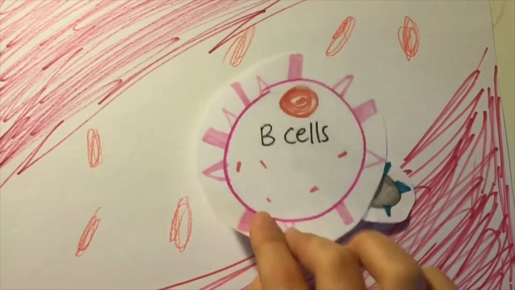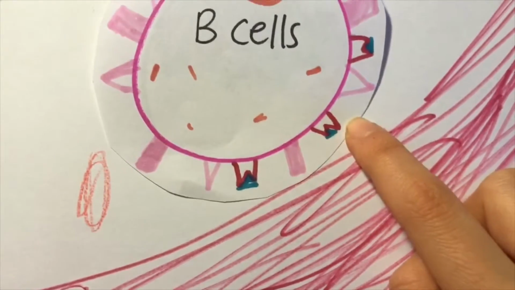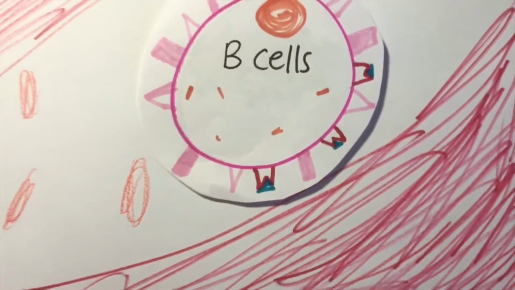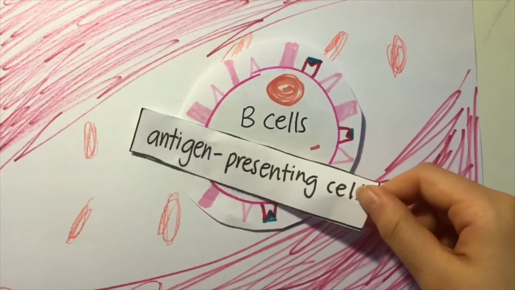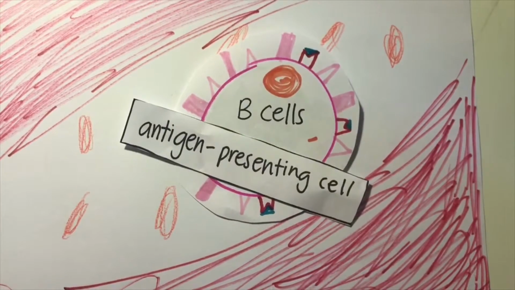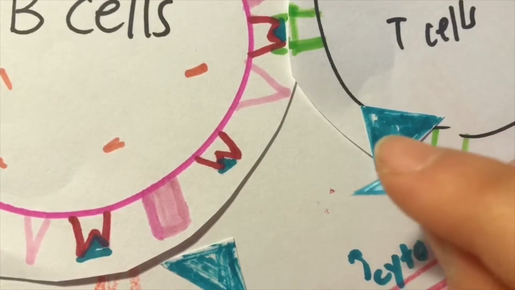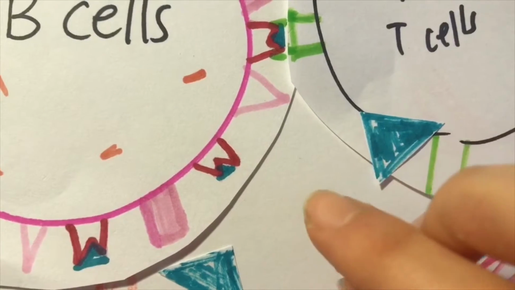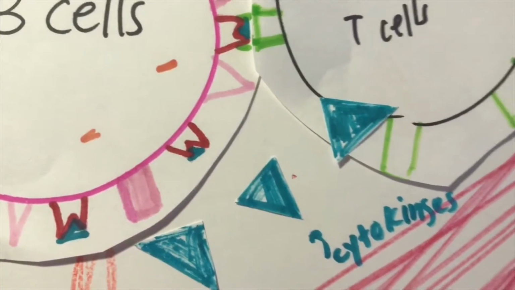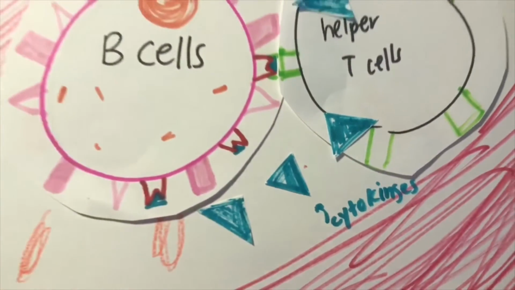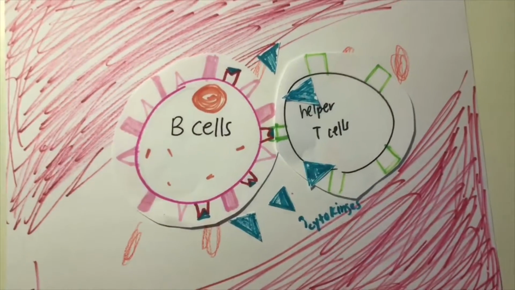B cells also engulf the same antigen type and become an antigen-presenting cell like the macrophage. However, a few B cells would not be enough to get rid of all the pathogens that enter the body. This problem can be solved with one of the B cells becoming an antigen-presenting cell and connecting its MHC2 protein that is attached to the antigen with the receptor on the helper T cell, allowing the helper T cell to release cytokines.